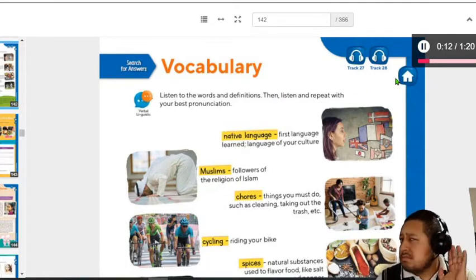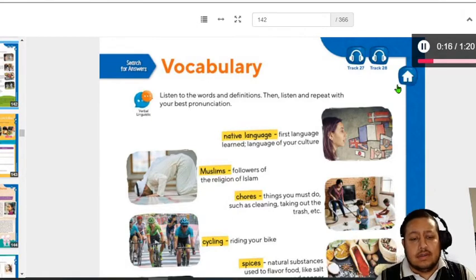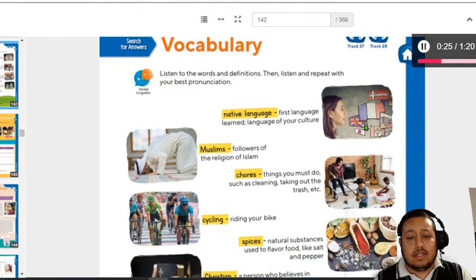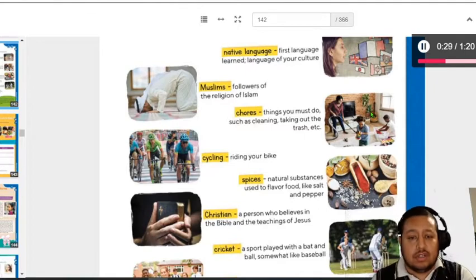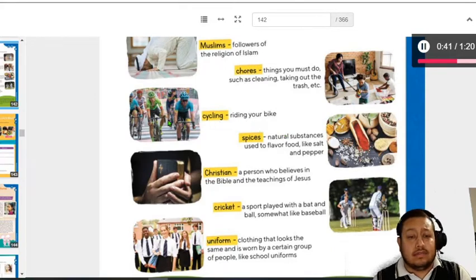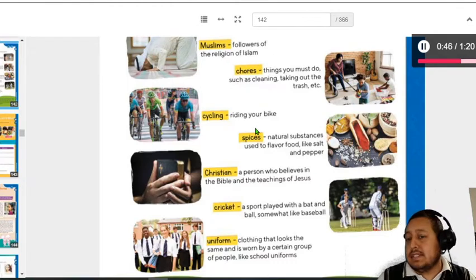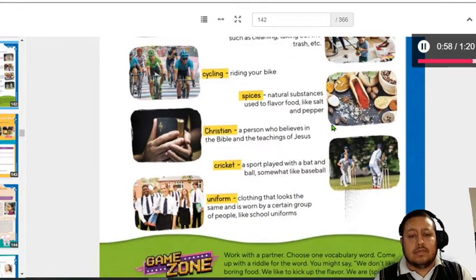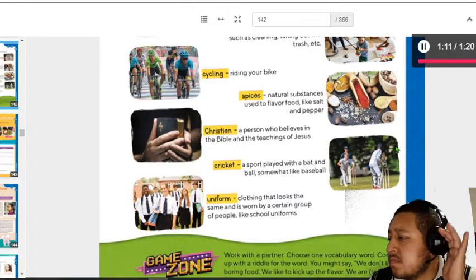Native language. Muslims. Good pronunciation, guys. Chores. All right, you got it. Cycling. Yes, sir. Do you like cycling? Spices. Yes, spices. You got it. Christian. Okay. Good. Cricket. Have you ever played cricket? Uniform. You got it.